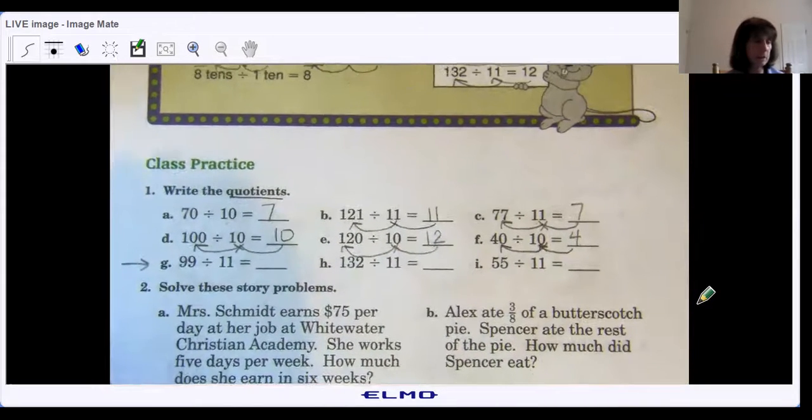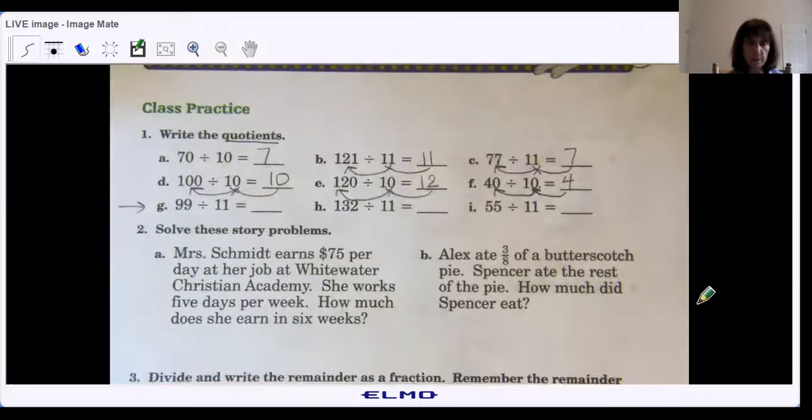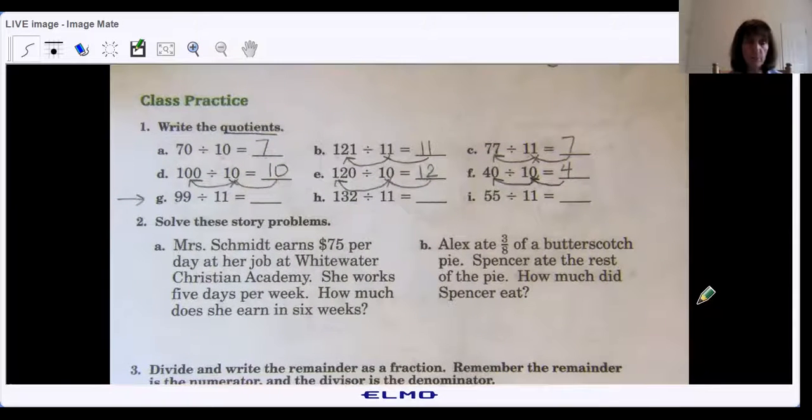All right, let's go down to the story problems and solve these story problems. Don't forget, we're going to bracket our information, underline the question, underline the clue word, circle and bracket your answer, and label your answer. Mrs. Schmidt earns $75 per day at her job at Whitewater Christian Academy. She works 5 days per week. That means she works Monday to Friday, 5 days. That is your information.